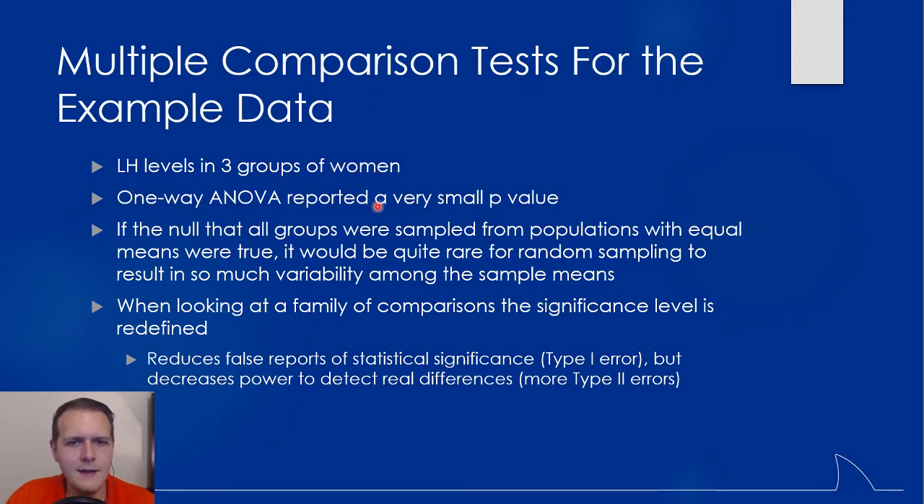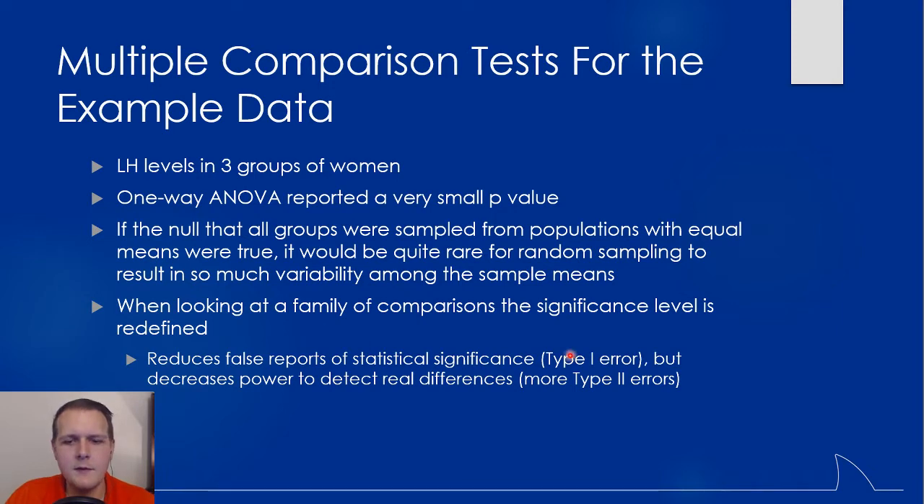The one-way ANOVA gave us a very small p-value, saying that we can reject the null hypothesis that there's no difference between the groups. Now what we can do is look at a family of comparisons where the overall significance level is defined as 0.05. This is like using the Bonferroni correction before, where you're looking for a family-wise error rate rather than a comparison-wise error rate.